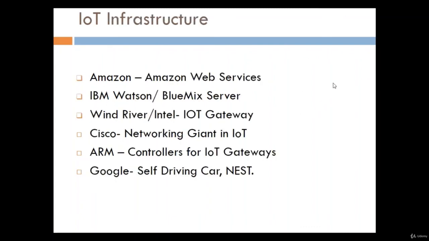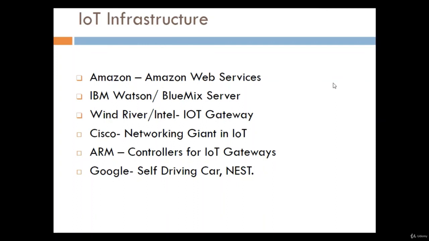Now taking a look at the IoT infrastructure. There are a lot of companies coming up to build the IoT infrastructure which can support the requirements of these devices and the IoT products that are coming up in the market space. You have many companies building the servers, such as Amazon, IBM Watson, Bluemix. These companies are building the servers, and they can handle the data. They have a lot of memory which can store all this data on their platforms.